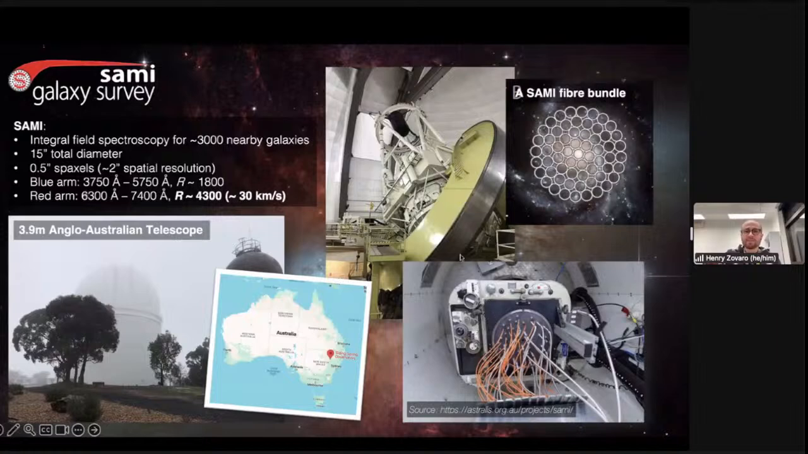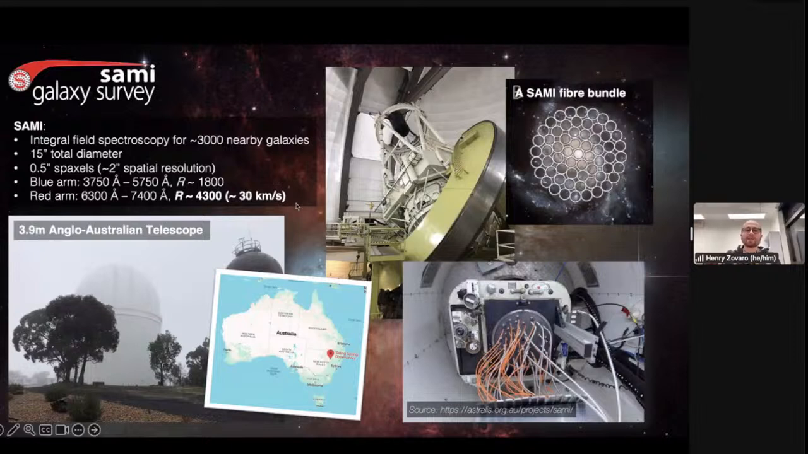The instrument itself is mounted on the Anglo-Australian Telescope. It's a 3.9-meter optical telescope located in Siding Spring Observatory. Here's a picture I took of it when I was there one day when it was actually snowing, which is very unusual in Australia. And I'd also like to acknowledge that the telescope and the observatory are located on the traditional lands of the Kamilaroi people.